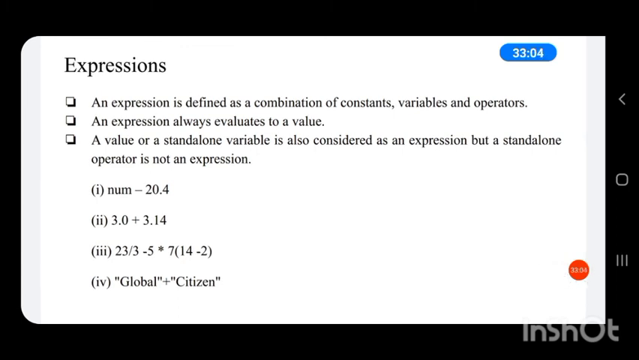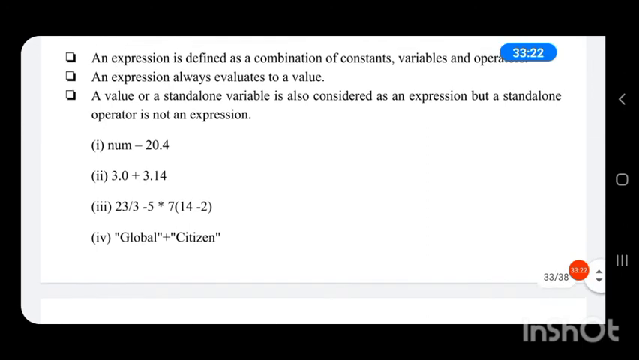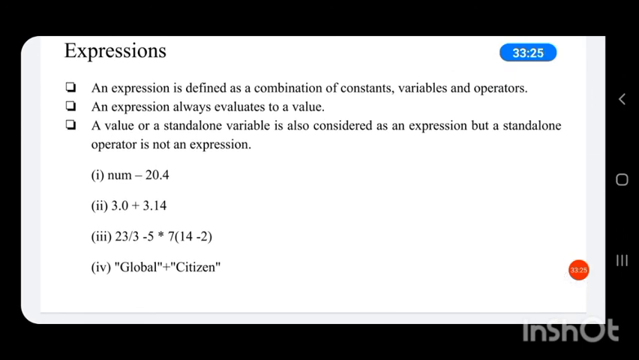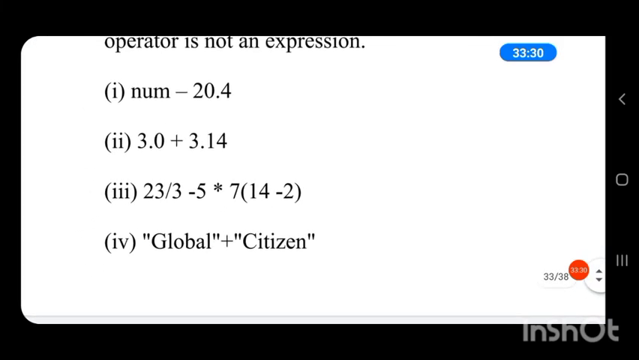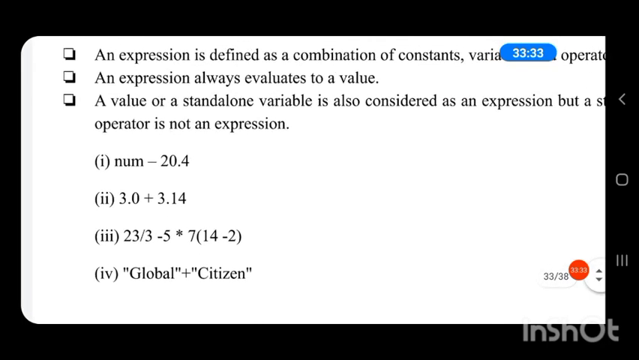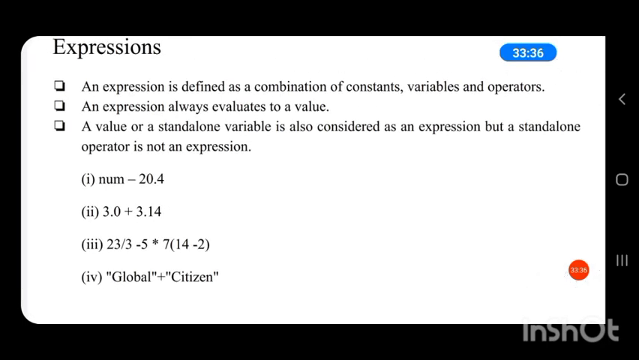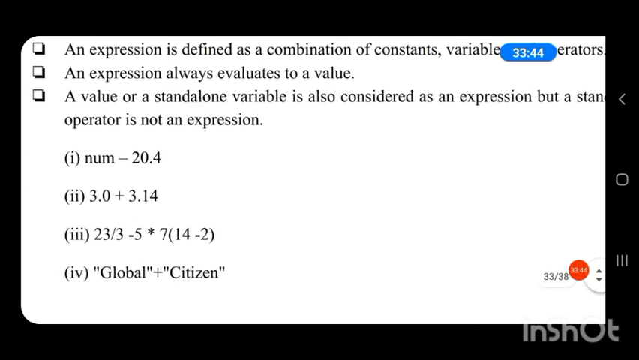Next is expressions. An expression is defined as a combination of constants, variables and operators. An expression always evaluates to a value. A value or a standalone variable is also considered an expression, but a standalone operator is not an expression. So you can see these are examples of expressions because each is a combination of variables, operands and operators. A combination of operands and operators is called an expression.